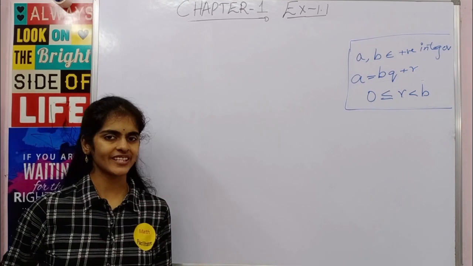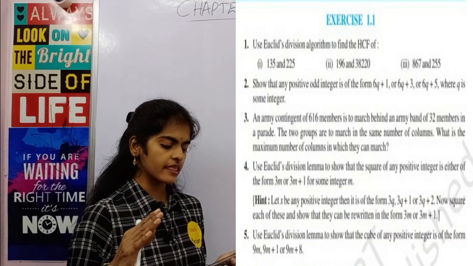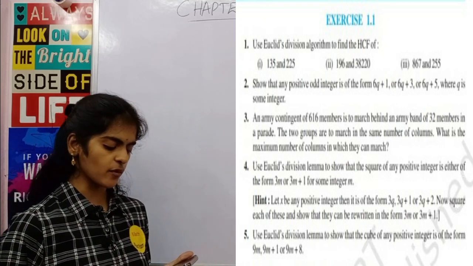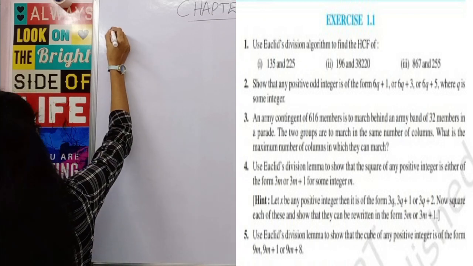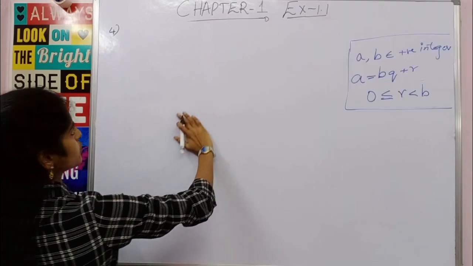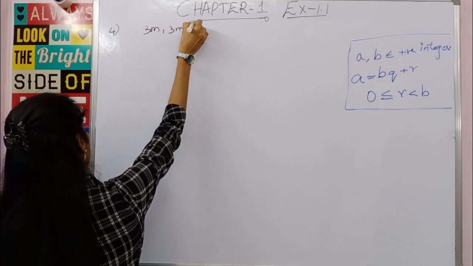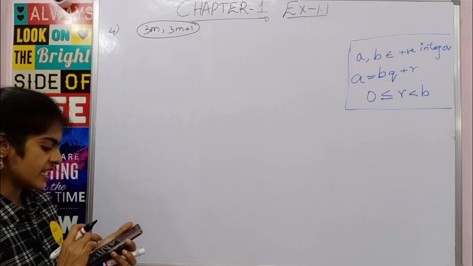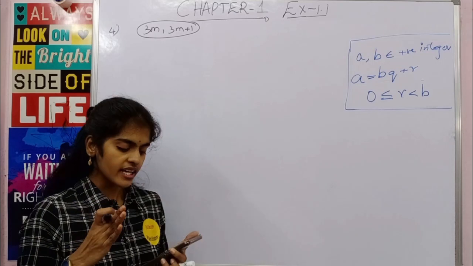Clear? So moving on to the next question: use Euclid's division lemma to show that the square of any positive integer is either of the form 3m or 3m plus 1 for some integer. This is the fourth question. So you have to prove it is of the form 3m or 3m plus 1. This is what you have to prove.